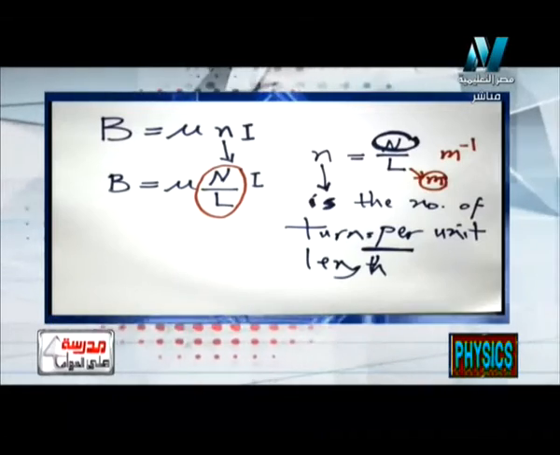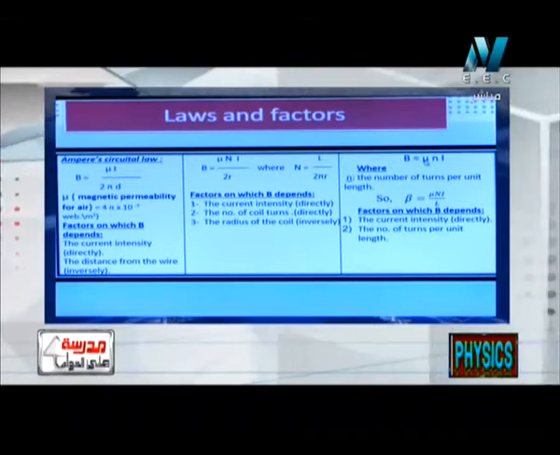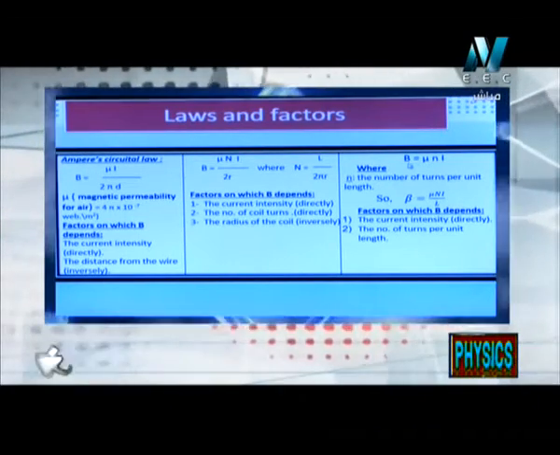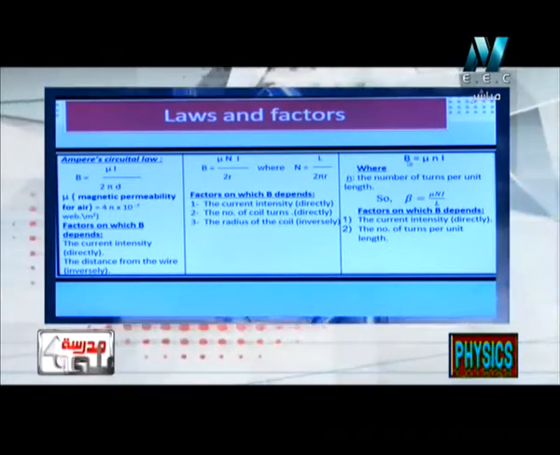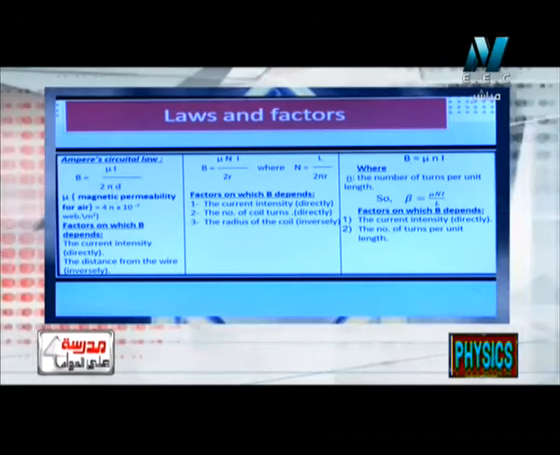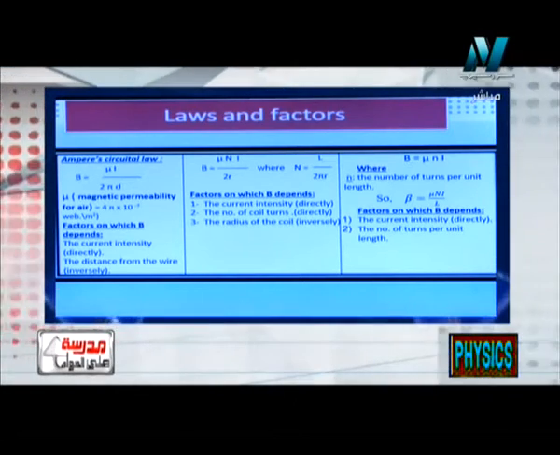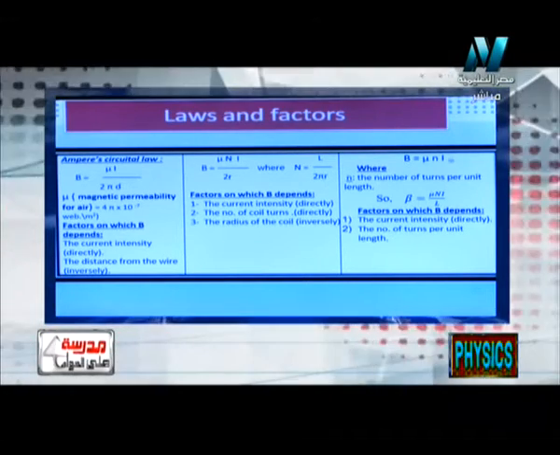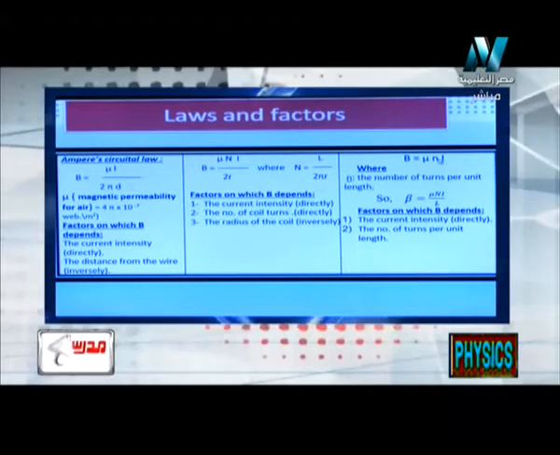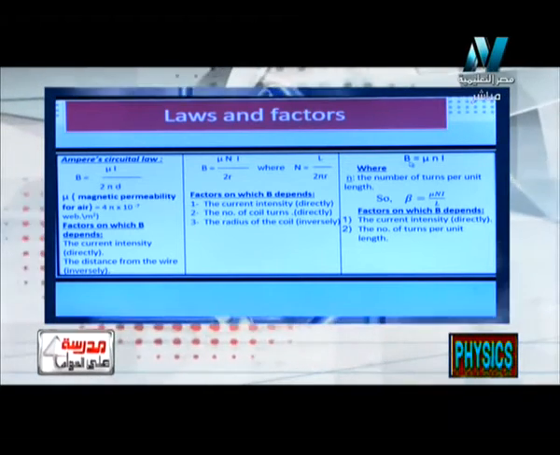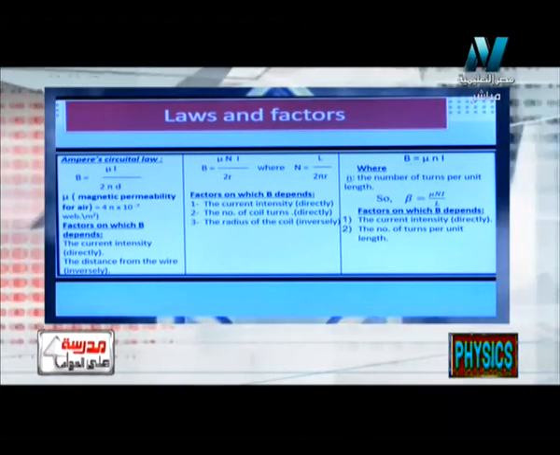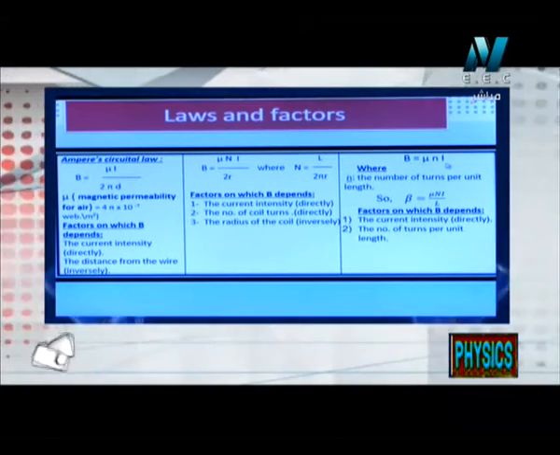From the rule, we can find the factors on which the magnetic flux density around the solenoid depends. Beta is directly proportional with n small, the number of turns per unit length, and also it is directly proportional to the current intensity.